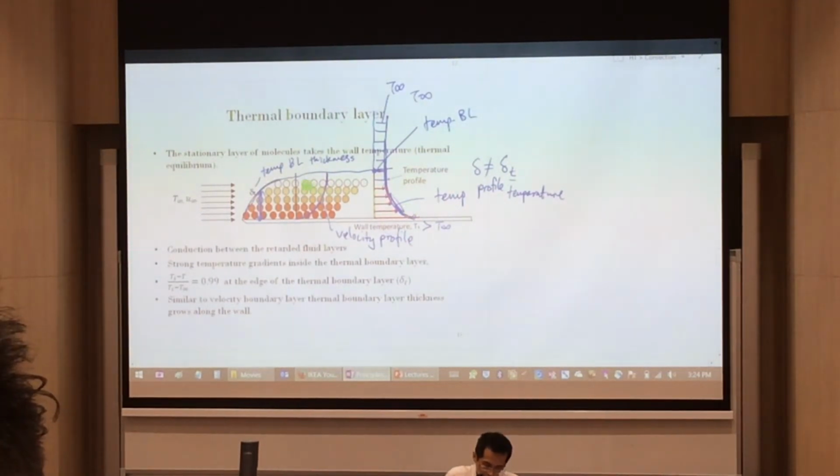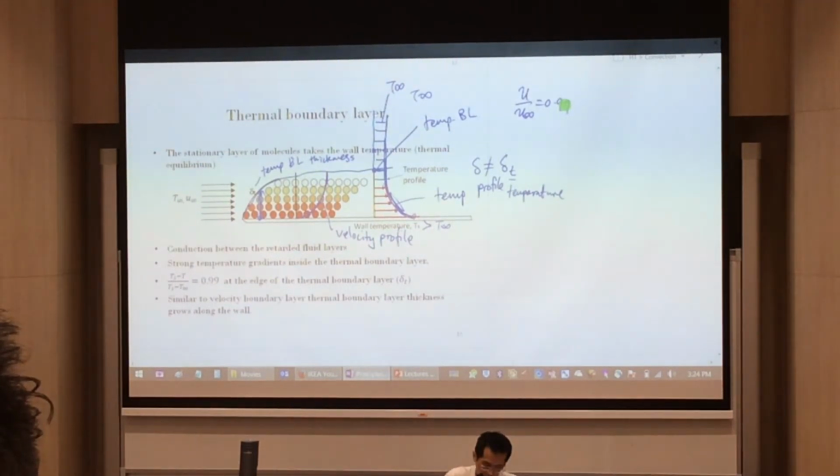Same as what we saw for the velocity profile, where you have u over u infinity at 0.99, 99%. The same thing goes for how we decide which point we consider as the boundary layer for temperature. Where is that point? That point would be Ts minus T over Ts minus T infinity at 99%.